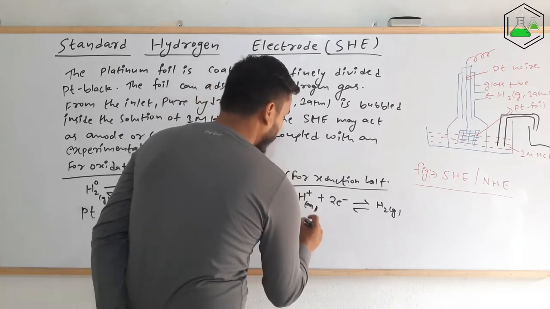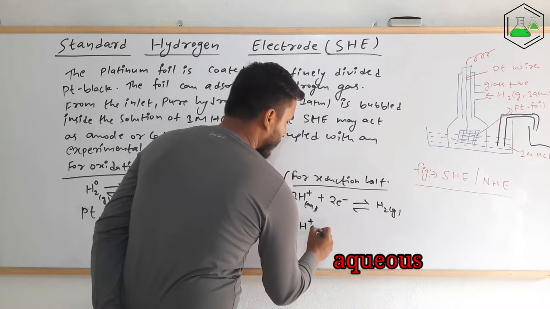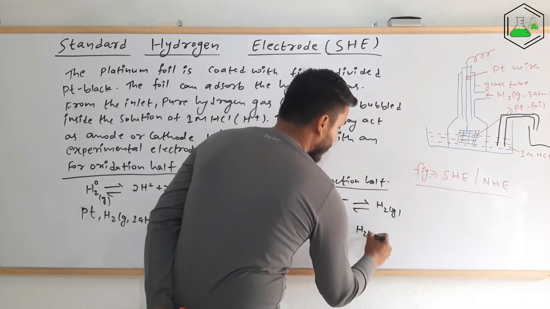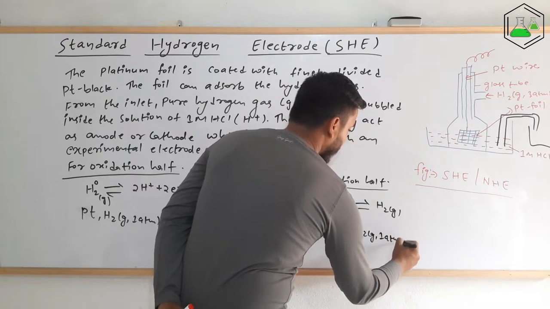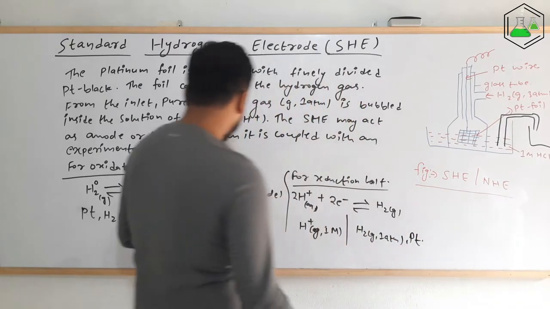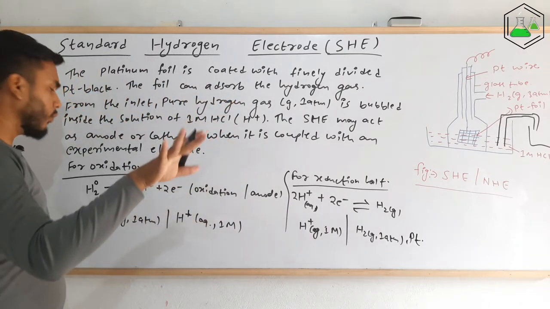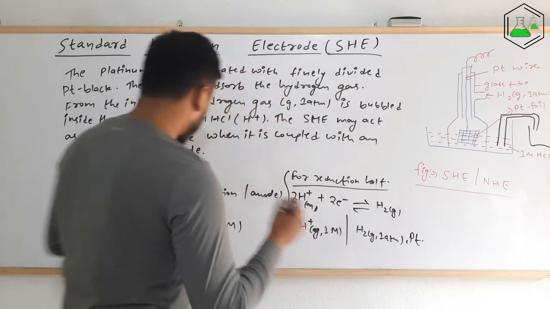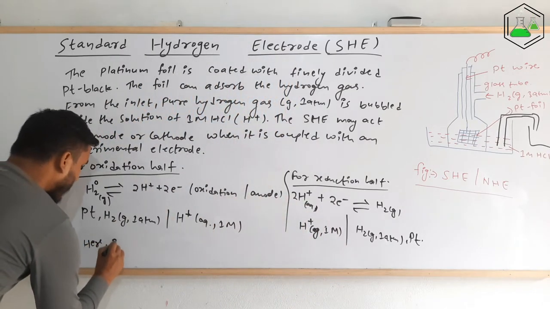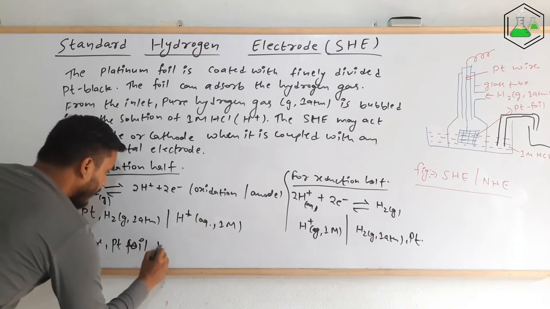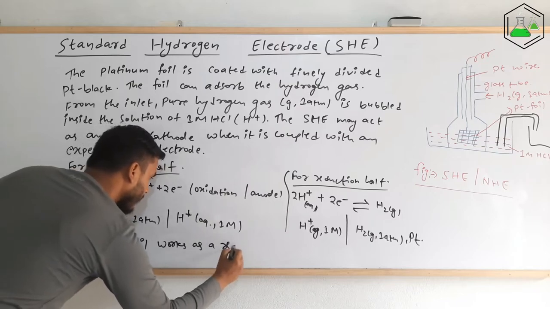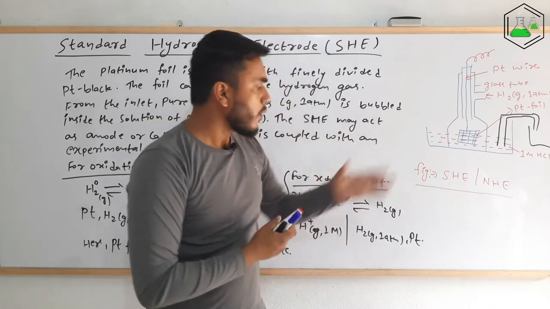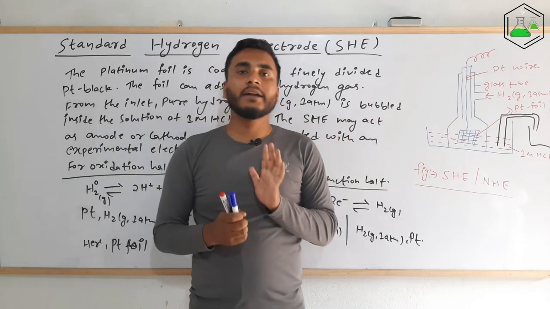So its cell notation will be: H+ at 1 M concentration is giving hydrogen gas at 1 atmospheric pressure, and platinum. Here we are writing platinum because without the platinum, this whole process would not work. Platinum acts as the reaction site. It adsorbs the hydrogen gas and acts as the reaction site. Let me write it over here: platinum foil works as a reaction site where the reaction will occur. So this is the working and reaction of the standard hydrogen electrode.